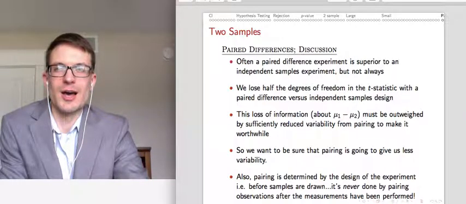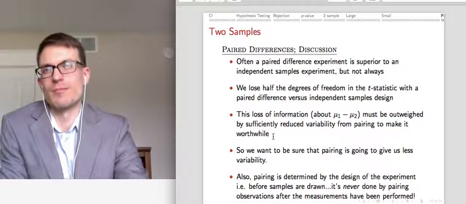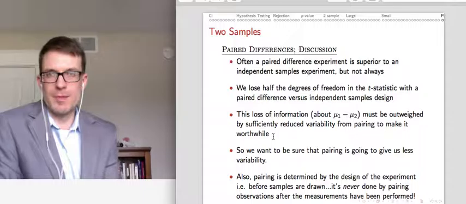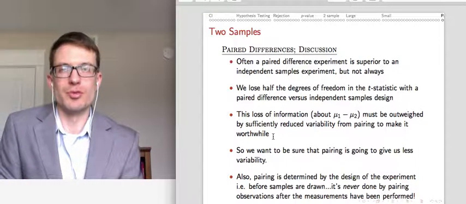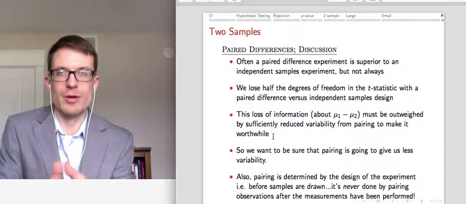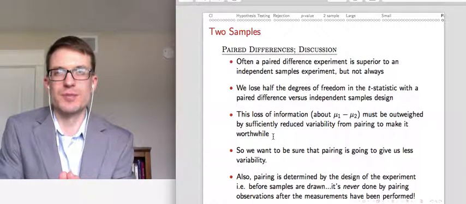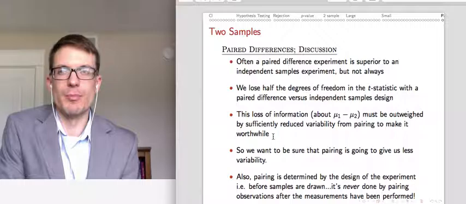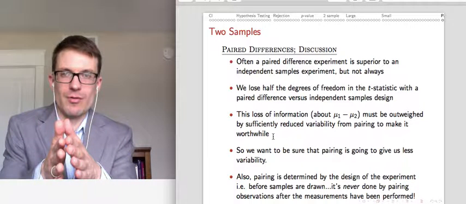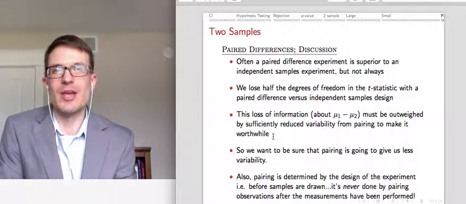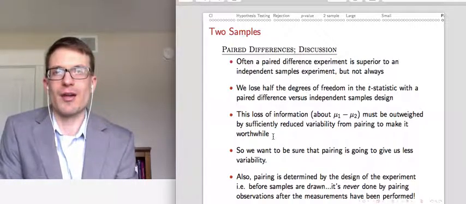One last comment on the paired differences approach. It may be better than an independent samples experiment. It also might not be. One problem is we lose half the degrees of freedom when we use the paired differences because we're counting up our number of pairs. So we need it to be the case that the benefit of pairing outweighs the loss of information in order to make up for sacrificing half our degrees of freedom and make it worth it.